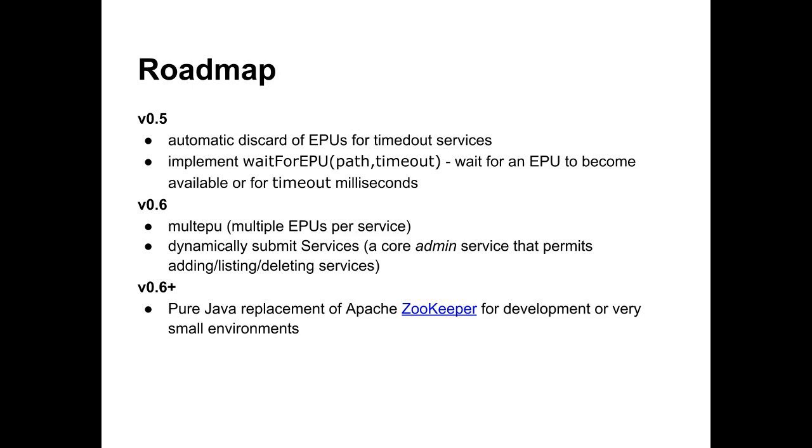And this is the roadmap for the future. Right now we are fixing some things, just as with the ephemeral processing units work, but they are not timing out. Also, we are using sleeps, which is going to be removed. They should all use the wait for EPU. Eventually we'll support multiple ephemeral processing units per host node instead of just one, and we'll add the ability to dynamically submit services, and eventually we'll remove the necessity of Zookeeper completely, at least for very small projects.